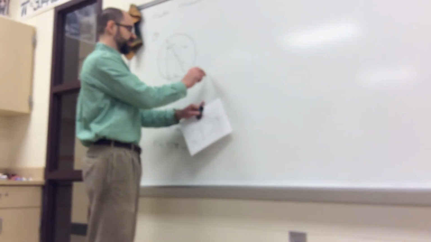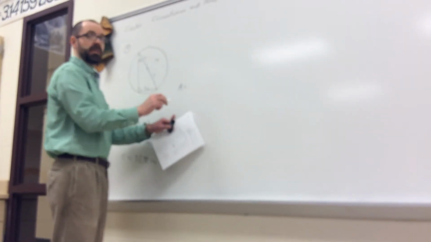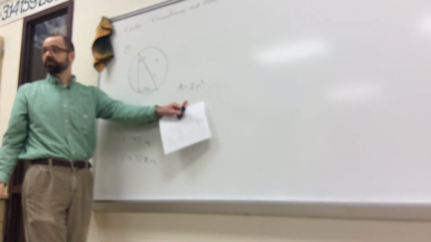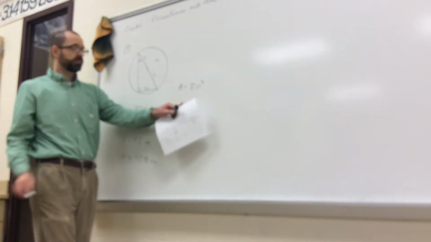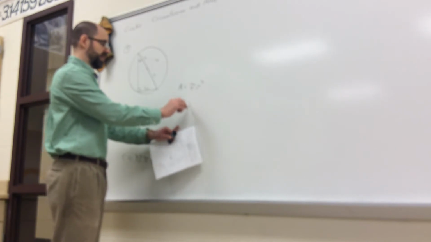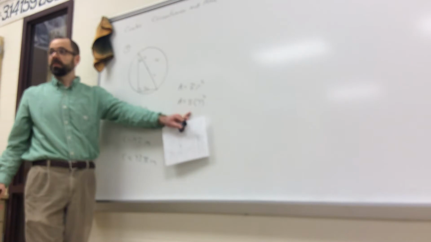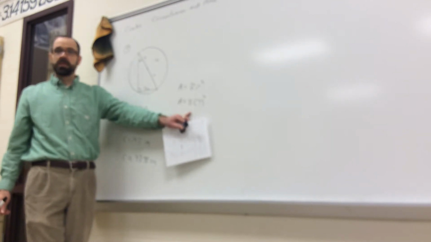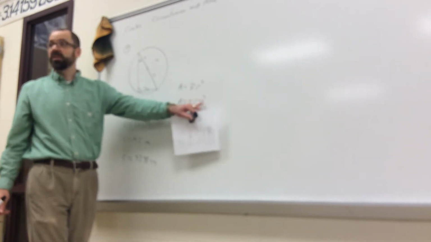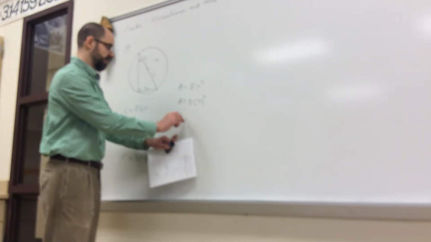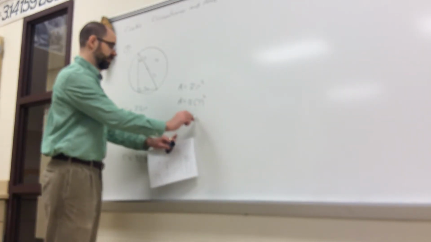Okay, then this question also says find the area. And the area formula is pi r squared. So that's going to be pi times 7 squared. And 7 squared is 49. So the area is 49 pi.